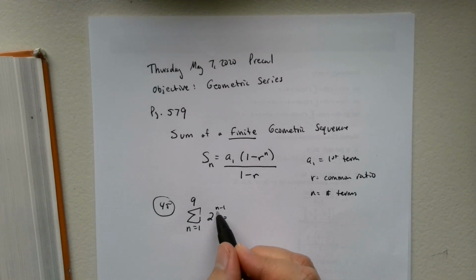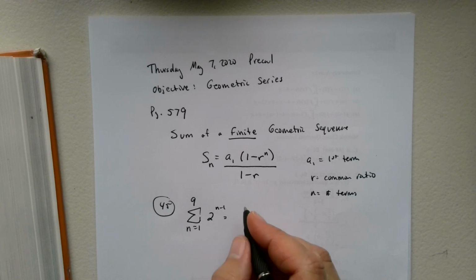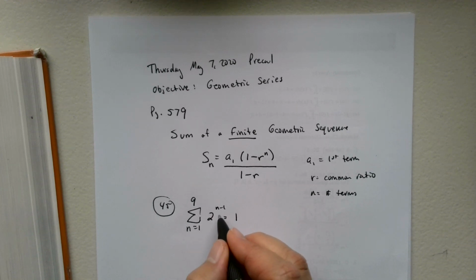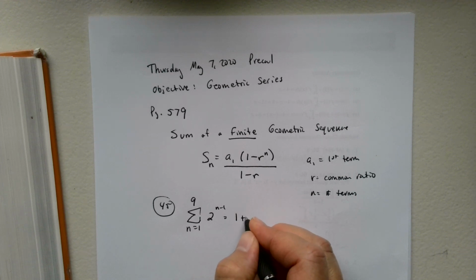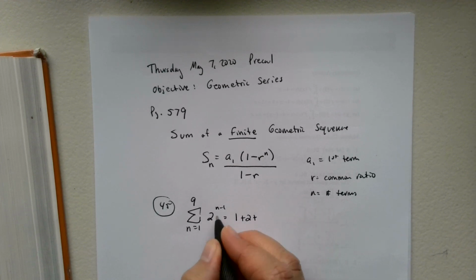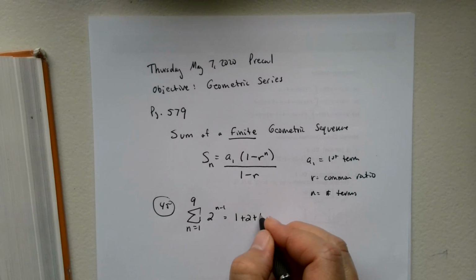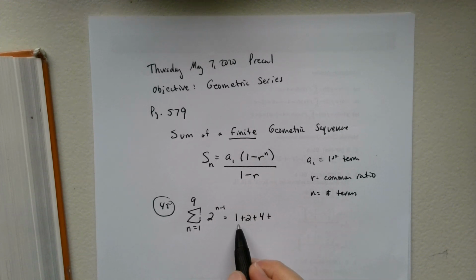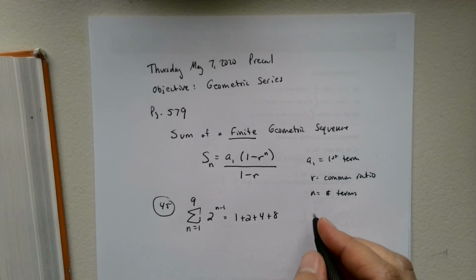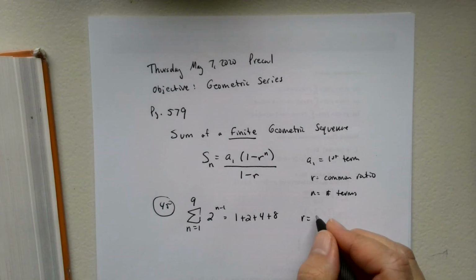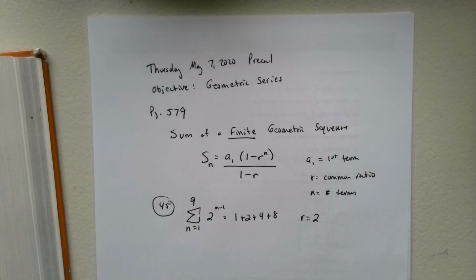When I put in 1, I get 1 minus 1 is 0, and 2 to the 0 power is 1. When I put in 2, I get 2 to the first power, which is 2. When I put in 3, I get 2 squared, which is 4. And so you can see that we're multiplying by 2. Let's just do one more. When I put in 4, I get 2 to the third power, which is 8. So this is geometric, and the ratio is 2.